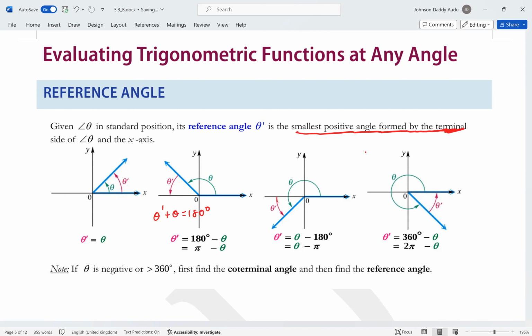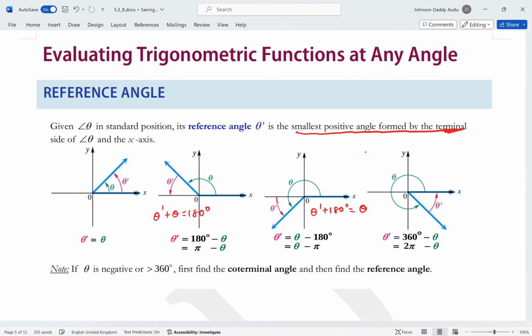So this is the smallest one here, which is theta prime. If you look carefully at this diagram, you will see that theta prime plus 180 gives you the whole theta, the green theta, right? From here, we can make theta prime the subject of the formula, so we have theta minus 180.